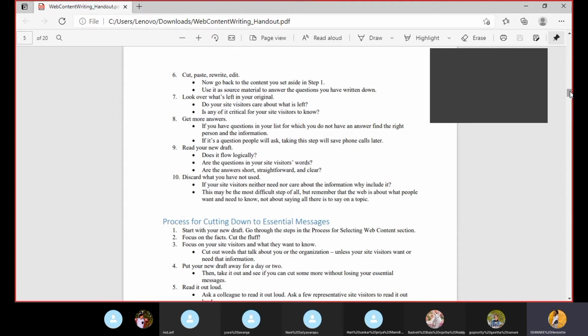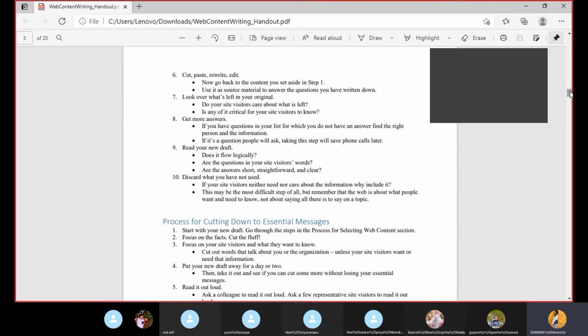Because if you put questions which will be difficult for the visitors to understand. So you ask yourself, are the questions in your visitor's words? And then even the answers you are trying to provide must be short, straightforward, and clear. You may ask a question and then provide an answer, but when your visitor accesses that answer, you try to see, will this answer be clear to the visitor of this website?